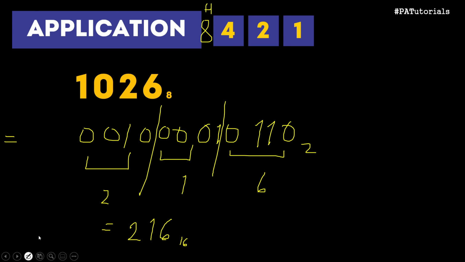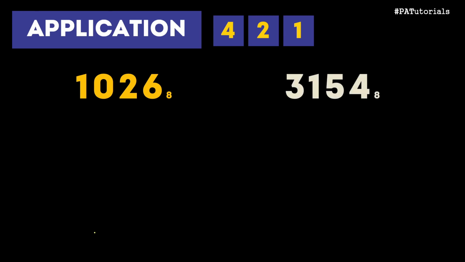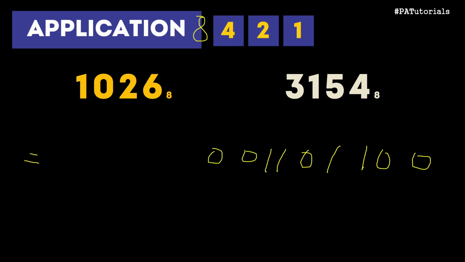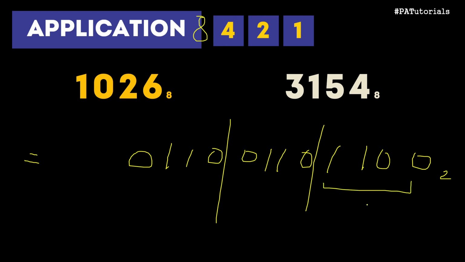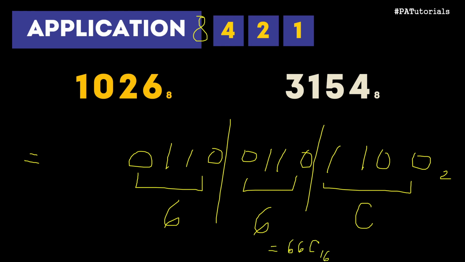Okay? Now, let's try another example, which is this one naman. This is 3154 base 8. 1, 0, 0, 1, 0, 1, 0, 0, 1, and then 0, 1, 1, base 2. So, hatiin natin 1, 2, 3, 4, 1, 2, 3, 4, and then 1, 2, 3, 4. So, this group is equal to 12, or that is equal to letter C. Now, this group naman is equal, and this one naman is equal to 6, 6, 6, and then C base 16 ang ating final answer.